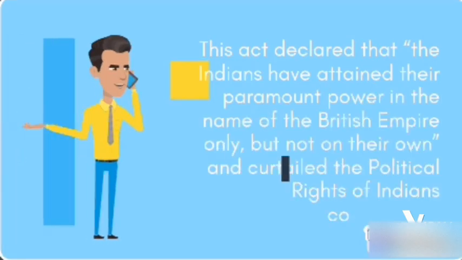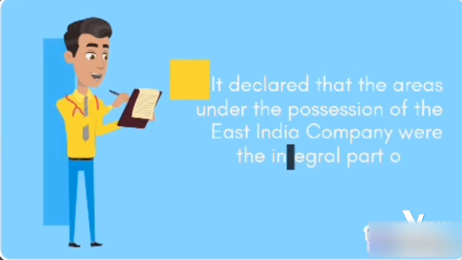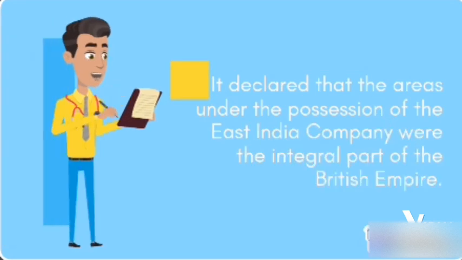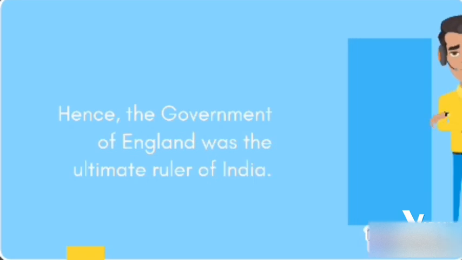This Act declared that the Indians have attained their paramount power in the name of the British Empire only, but not on their own, and curtailed the political rights of Indians. It declared that the areas under the possession of the East India Company were an integral part of the British Empire. Hence, the Government of England was the ultimate ruler of India.